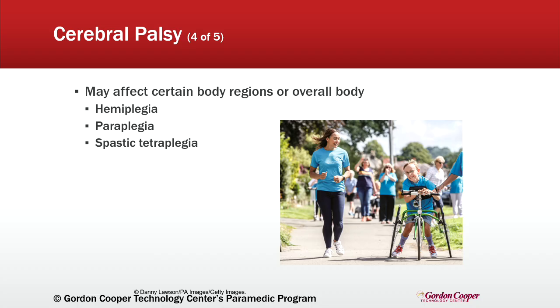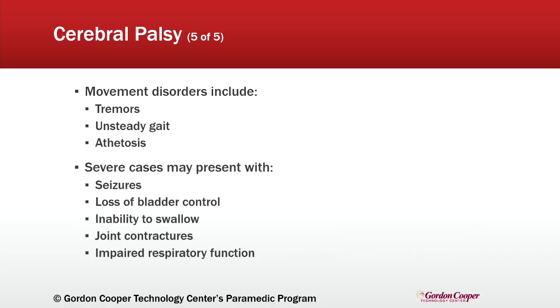Cerebral palsy may affect only certain body regions, or it may affect the entire body. Hemiplegia involves paralysis on one side of the body, and paraplegia affects either the arms or the legs. Spastic tetraplegia impacts all four limbs. Movement disorders associated with palsy include tremors. Patients may have an unsteady gait. Involuntary writhing movements are another common symptom.